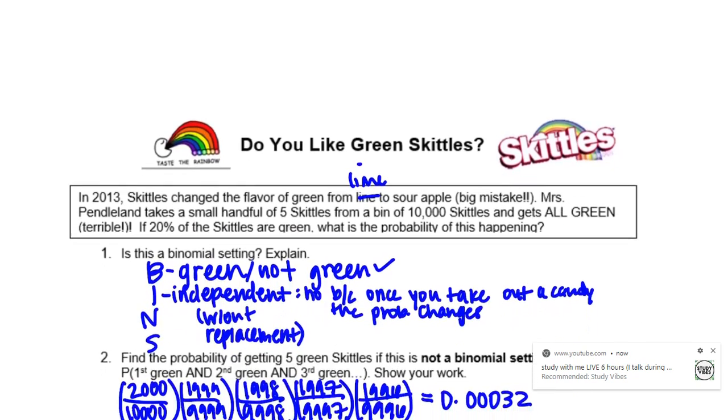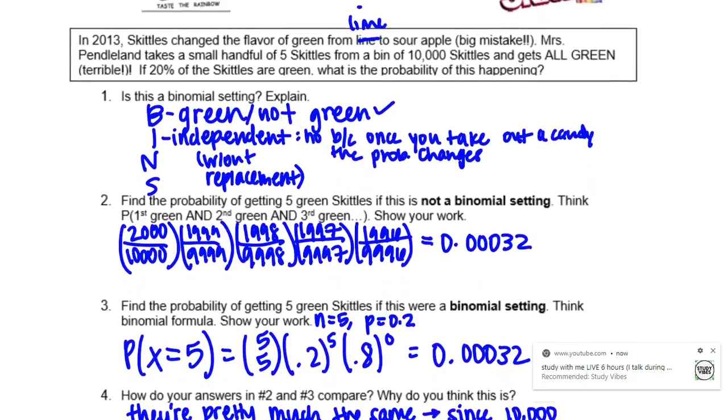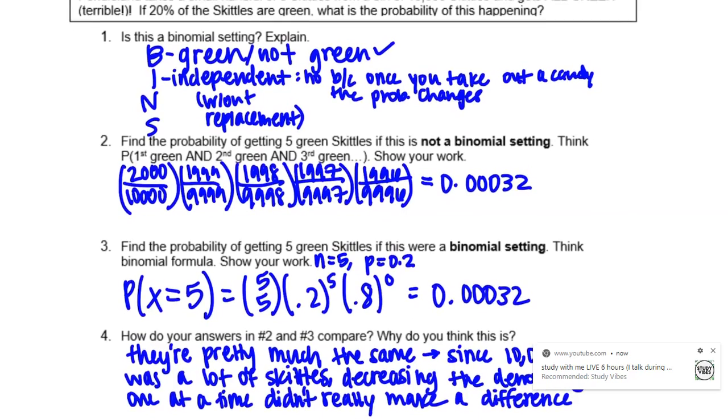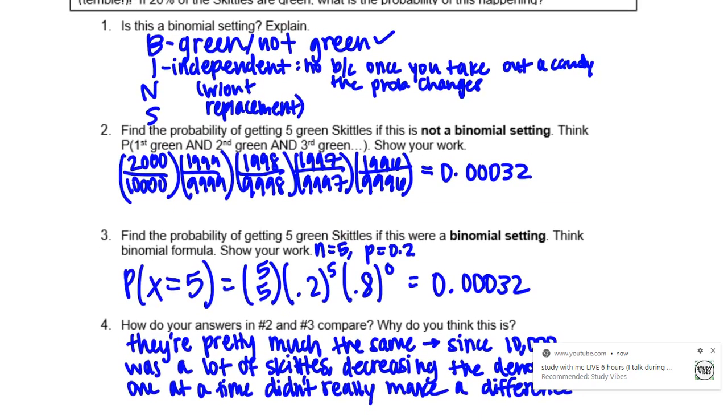All right, so here are the answers to 1 through 4. It's actually not a binomial setting because first we have the binary green or not green, which means the B, but sampling without replacement makes it not independent. And I didn't check the rest of the conditions because I stopped at the I once it wasn't binomial there.